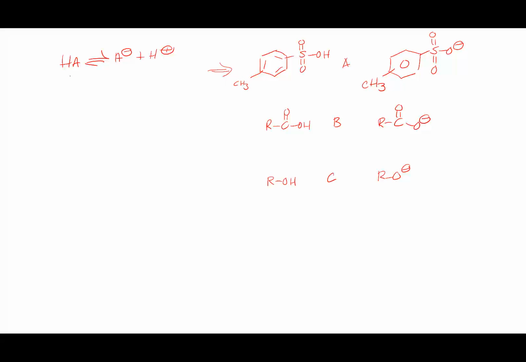What does that do to the equilibrium over here? If I make the conjugate base more stable, what happens? How about the equilibrium just shifts to the right? And when the equilibrium shifts to the right, what happens? We get more H+. The more H+ we get, the stronger the species is as an acid.